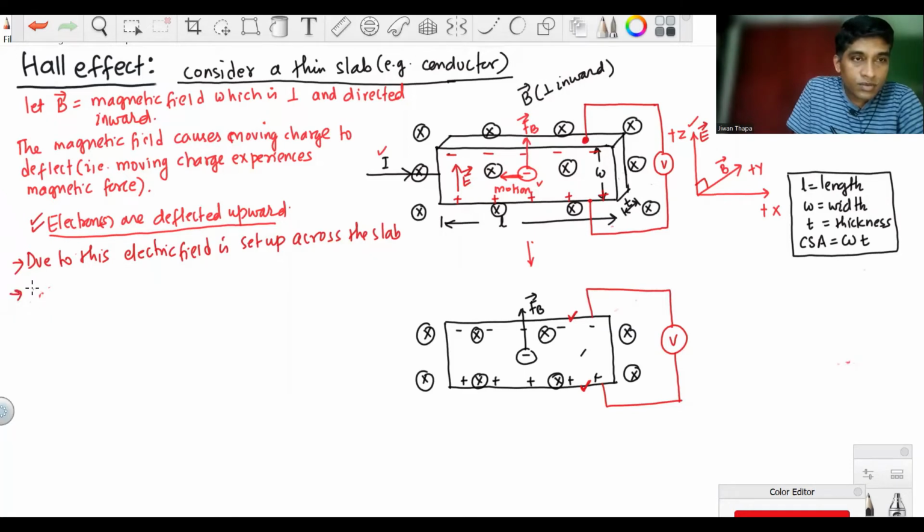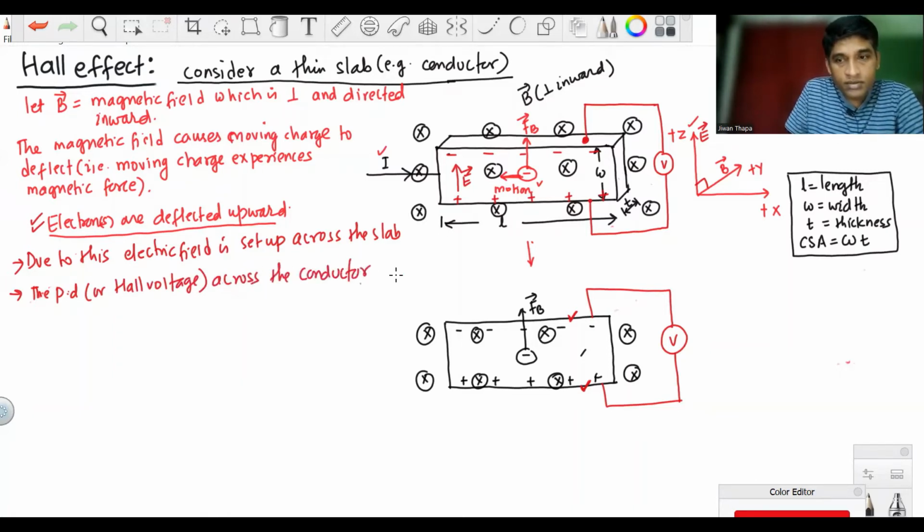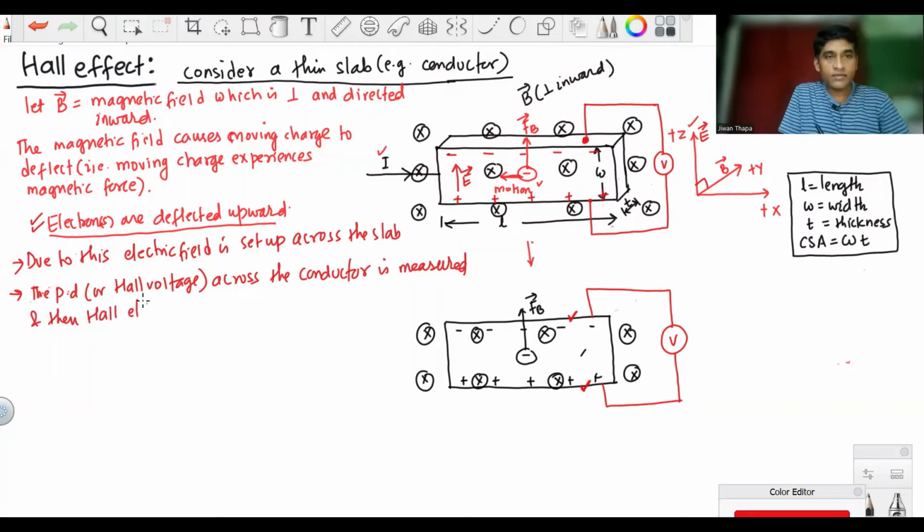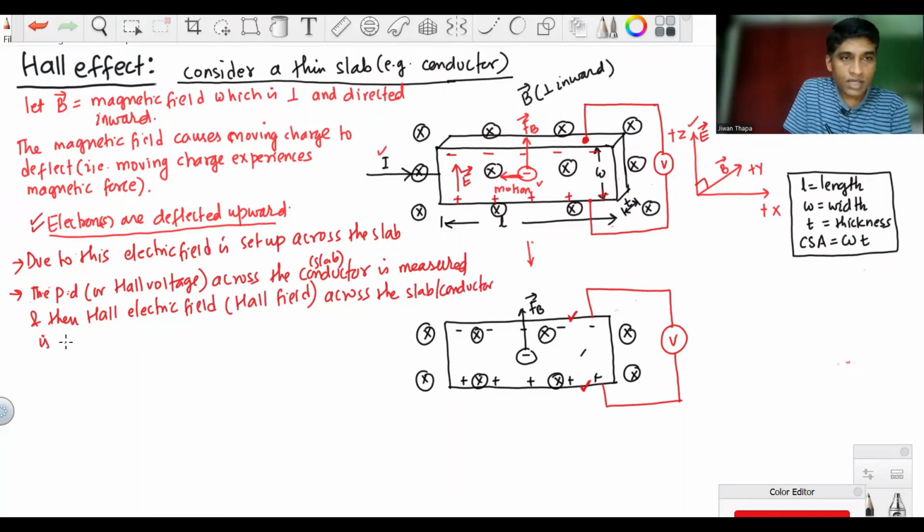So the PD, potential difference, also called Hall voltage, across the conductor is measured, and then the Hall electric field, or simply Hall field, across the slab or conductor is calculated.